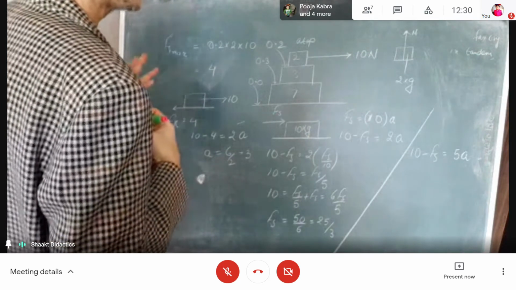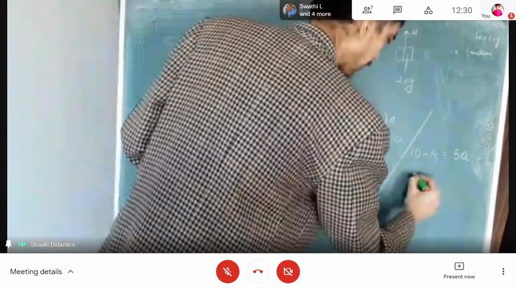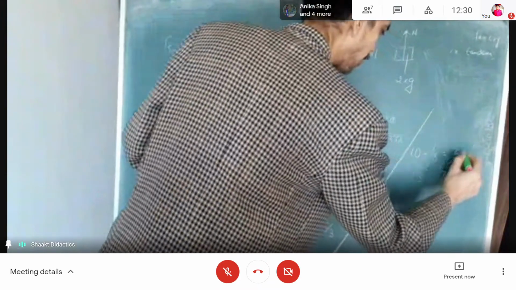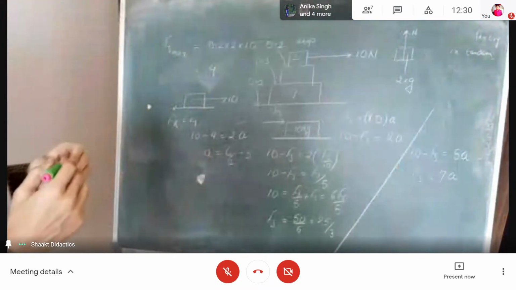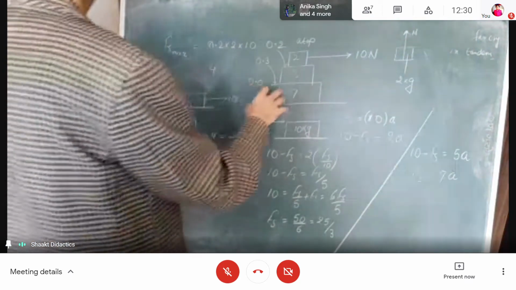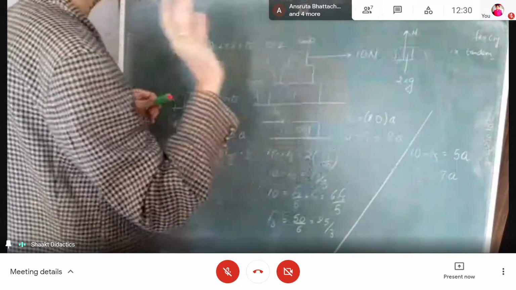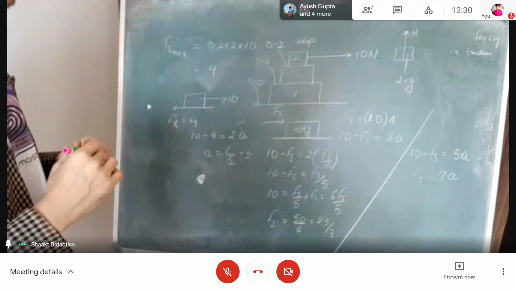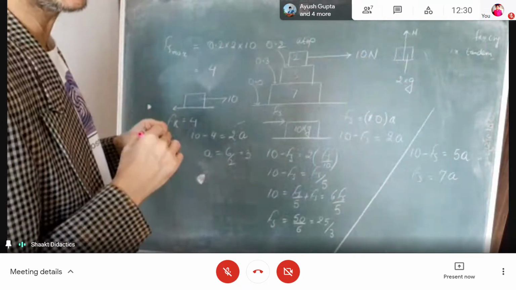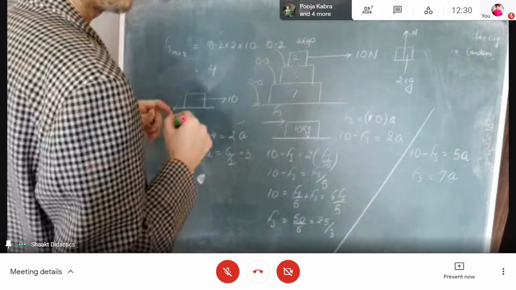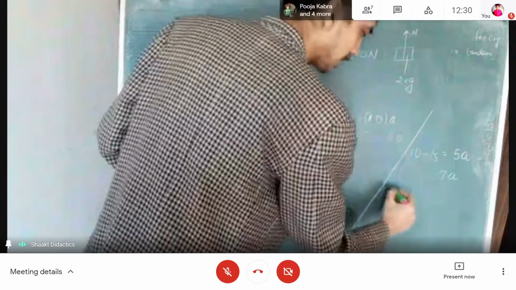And then what do we write? We write Fs is equal to 7 into A. Clear, class? Because on this block in the horizontal direction there is only one force, which is Fs, and that is equal to 7 into A. Again, we have taken the same acceleration. Please take note. Correct, class? What then do we get to see? What is the next step?